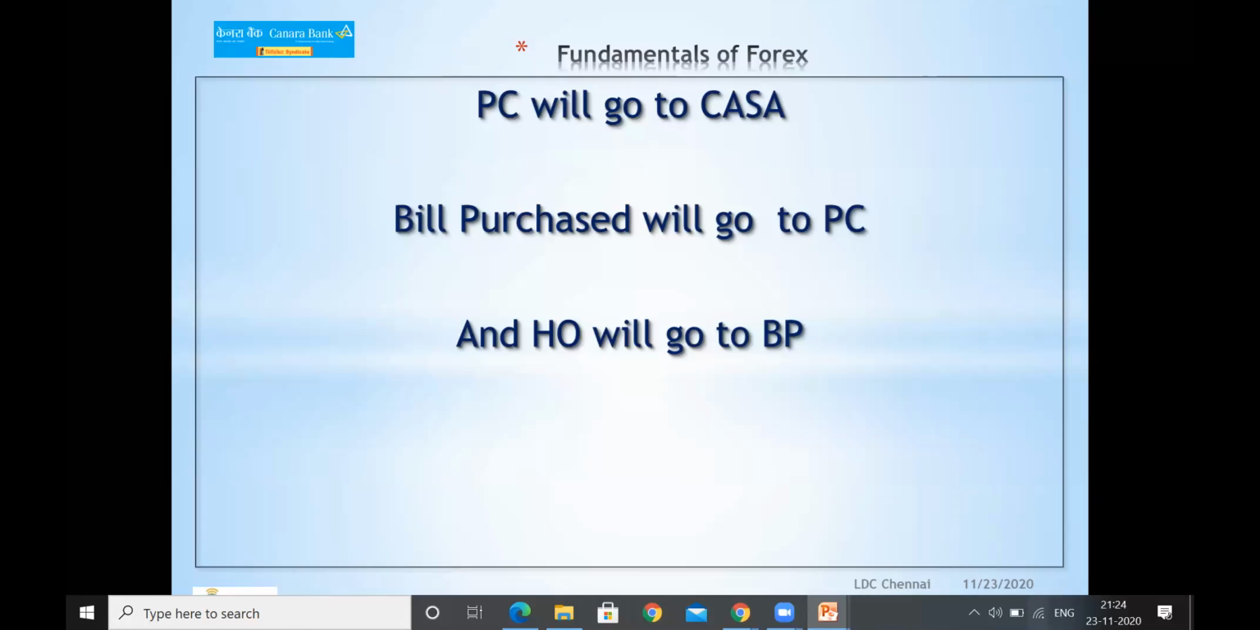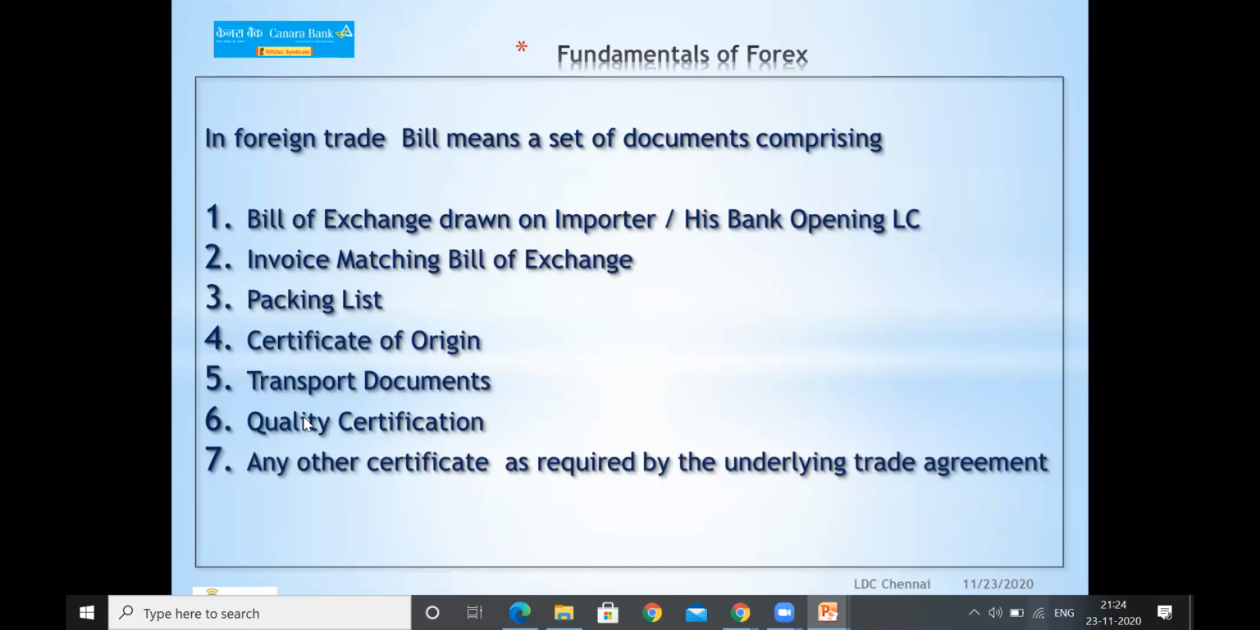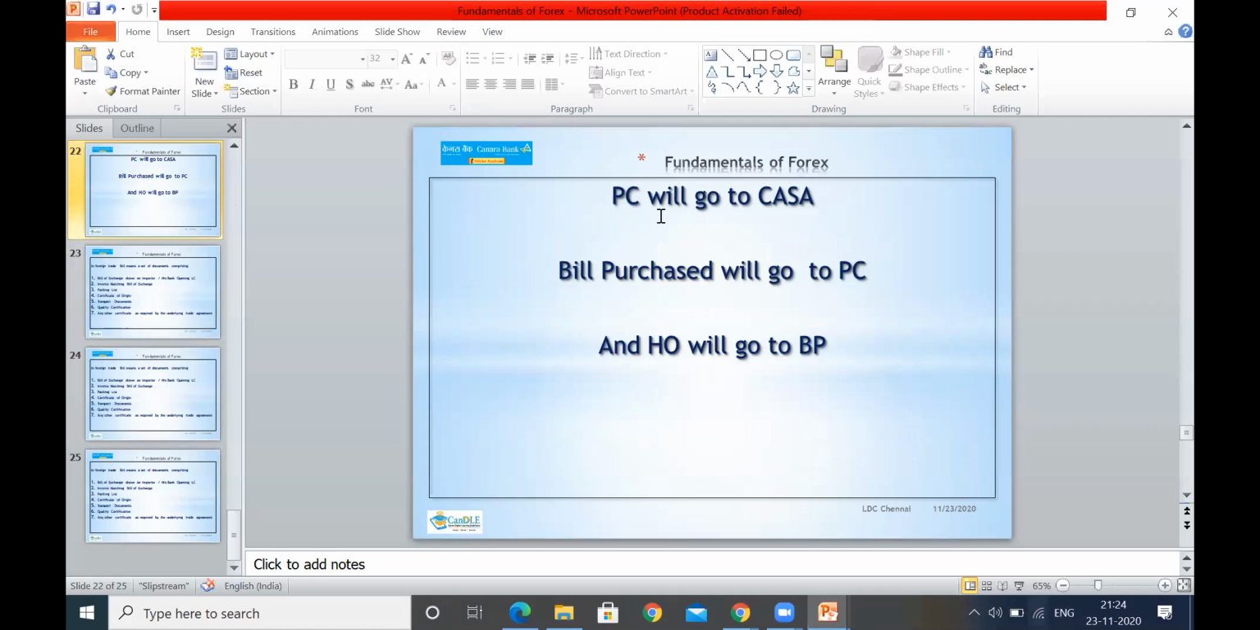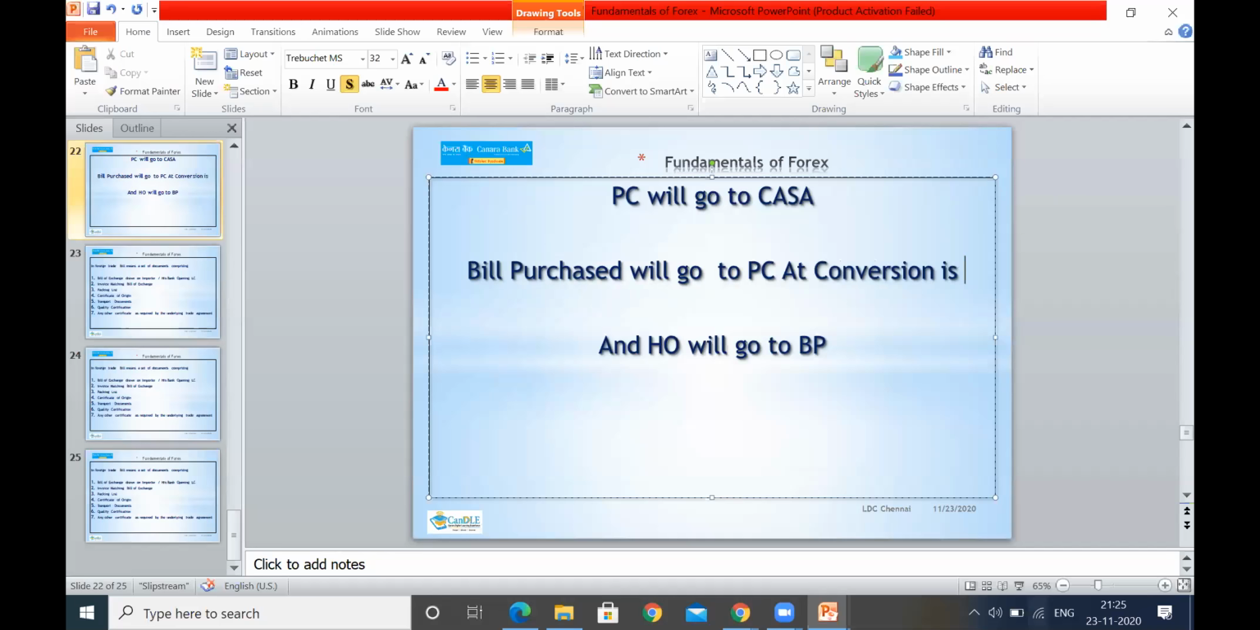Very important: when PC is being converted, in import, at the time of settlement of the bill only, we are converting rupees into dollars, rupees into foreign currency. In imports, at the time of payment of the bill only, we are converting Indian rupees into foreign currency. In exports, we are normally converting at the time of the bill. Very important. So conversion is happening at this stage. At the bill stage, conversion is happening. So this is the first sequence.